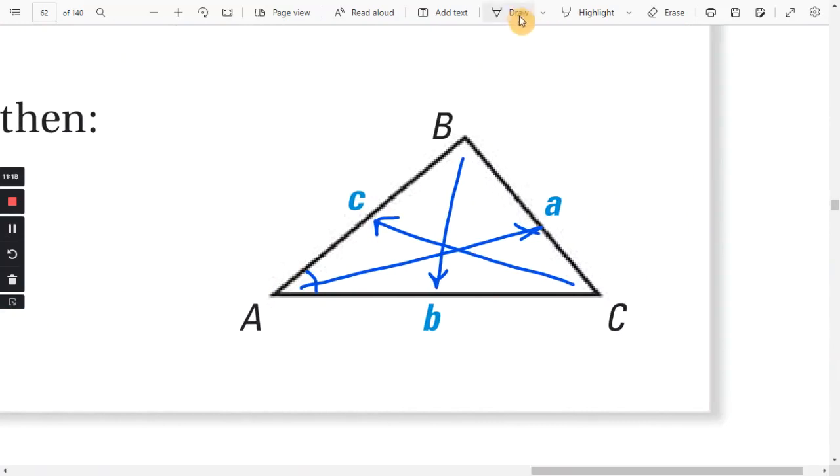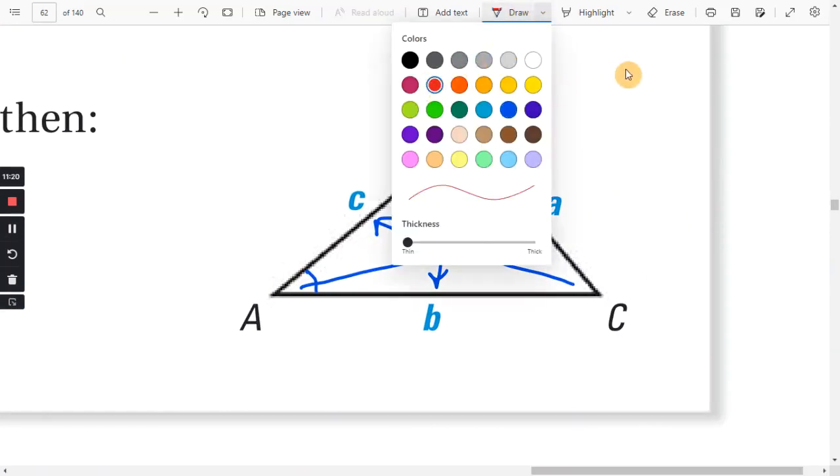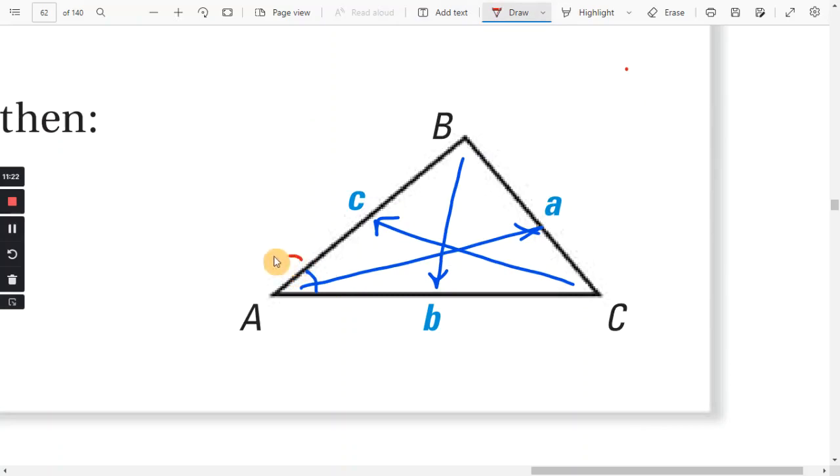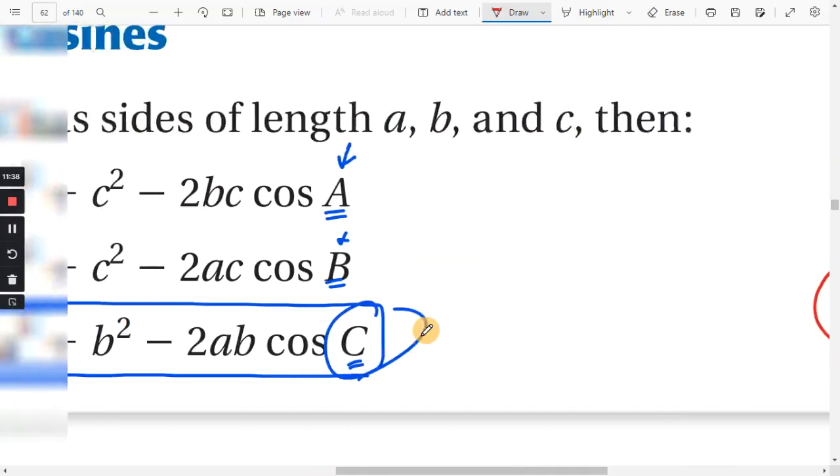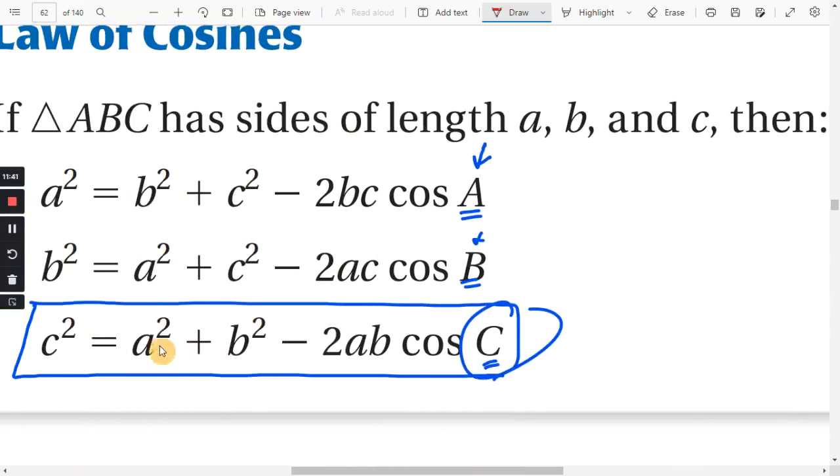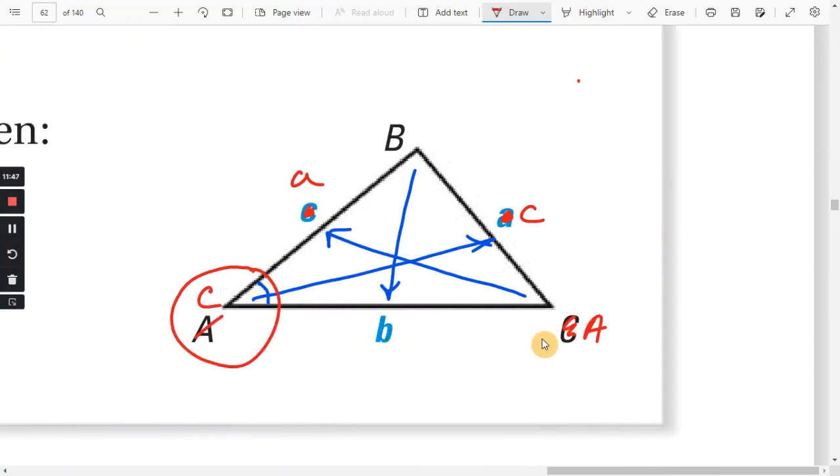So let's say you were given this angle right here. You can certainly make this point angle C, and then you would have to make this side length C. And then, of course, you'd have to change this to an A and this side length to an A. Okay? So like I said, these are all the same formula. They just mixed up the letters. You can just memorize one formula if you needed to, and then change the letters and sides on the triangle itself.